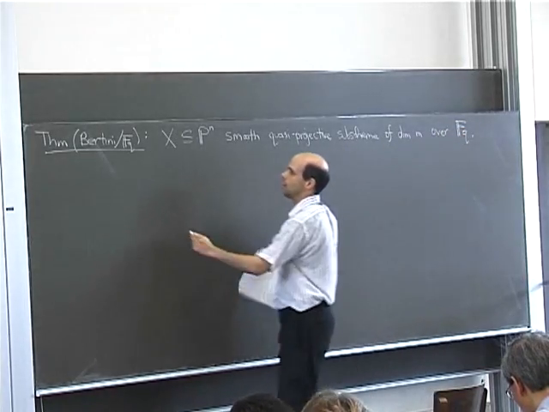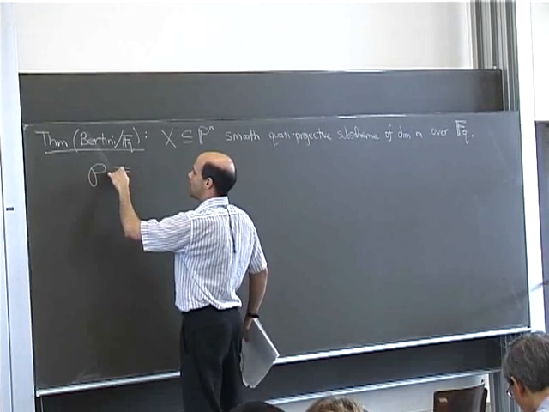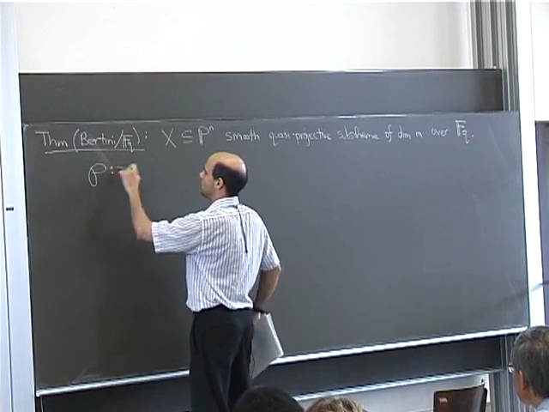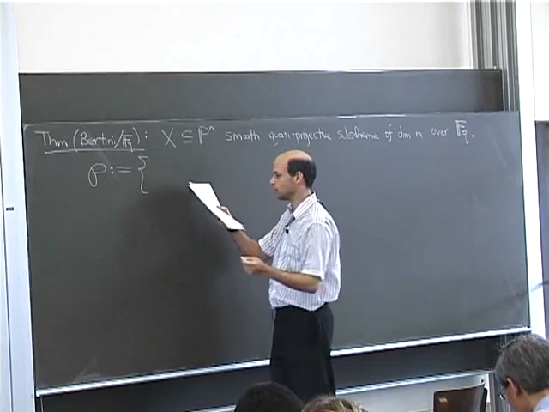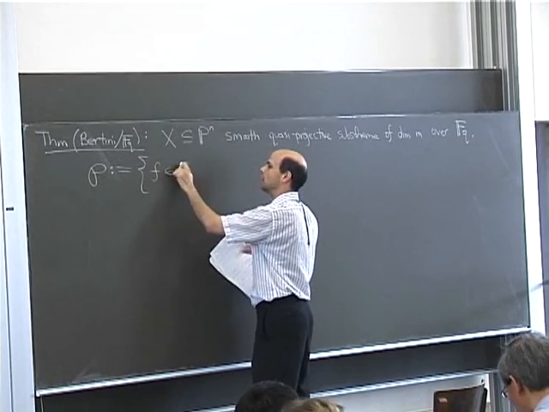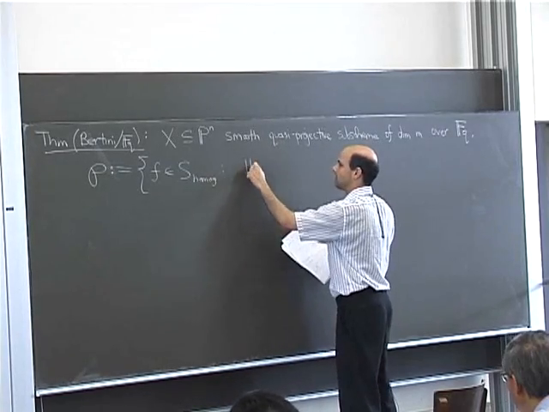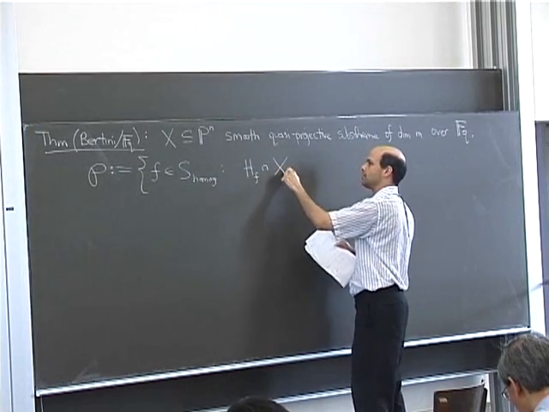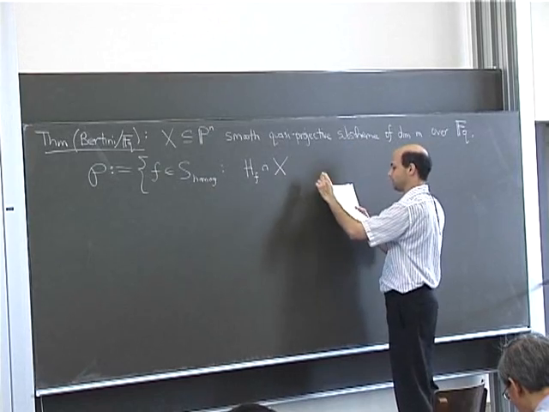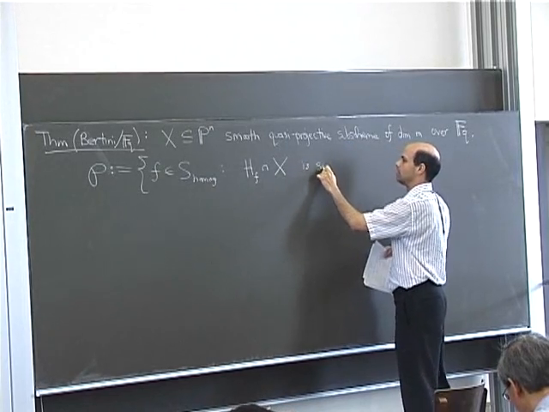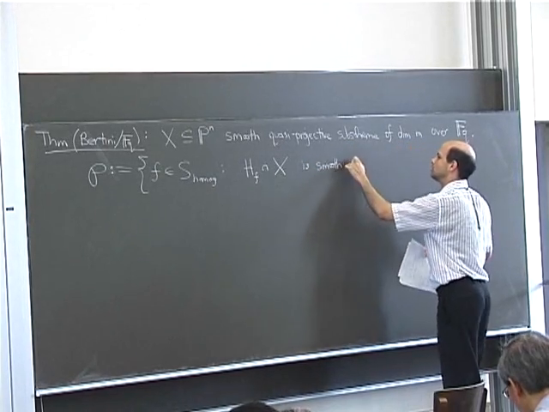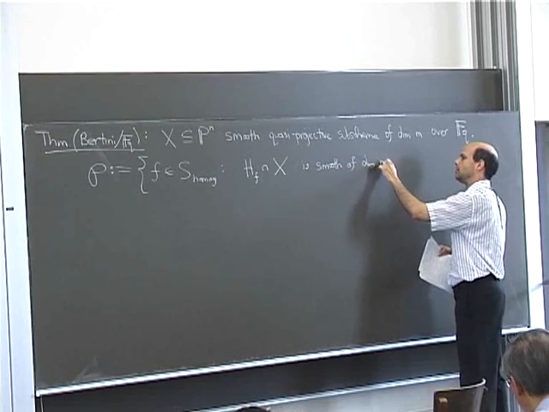And the set I want to measure is the set of homogeneous polynomials such that the corresponding hypersurface intersects X smoothly, so that the intersection is smooth of dimension m minus 1.